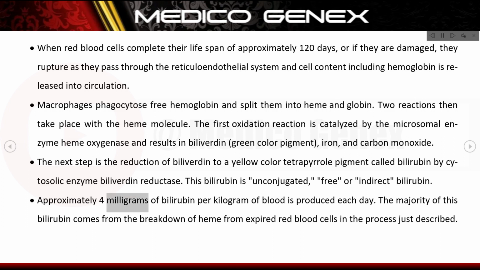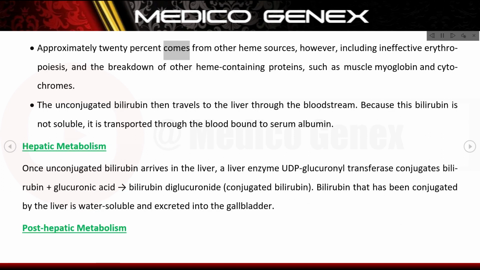Approximately 4 mg of bilirubin per kilogram of body weight is produced each day. The majority of this bilirubin comes from the breakdown of heme from expired red blood cells in the process just described. Approximately 20% comes from other heme sources, however, including ineffective erythropoiesis, and the breakdown of other heme-containing proteins, such as muscle myoglobin and cytochromes.